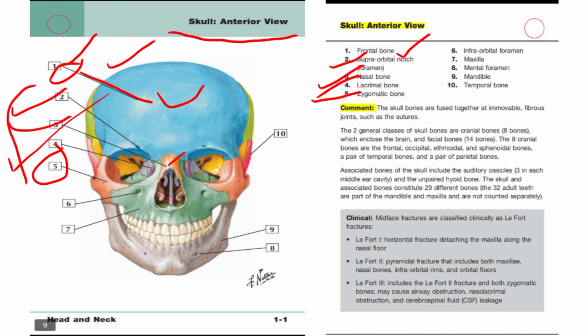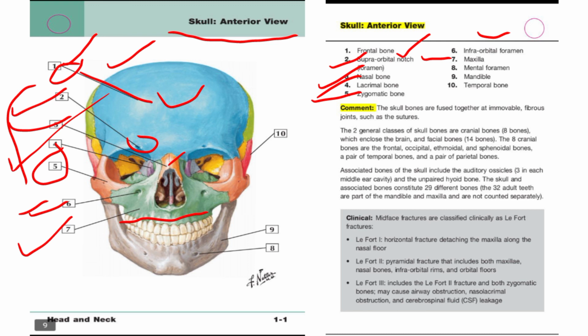Next we will discuss the sixth. You can see this is the infraorbital foramen or infraorbital notch. The supra is above, and the inferior one is the infraorbital notch. Very easy to remember. And the seventh label is the maxilla. This is the maxilla bone, where you can see the upper teeth attach.